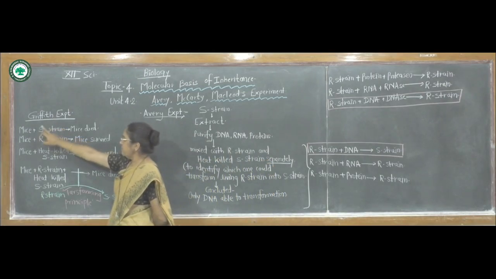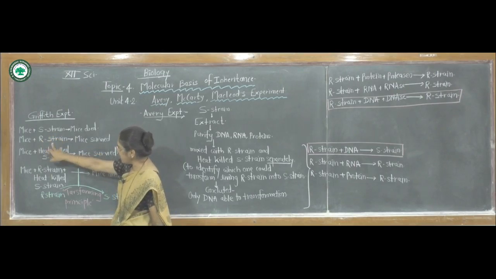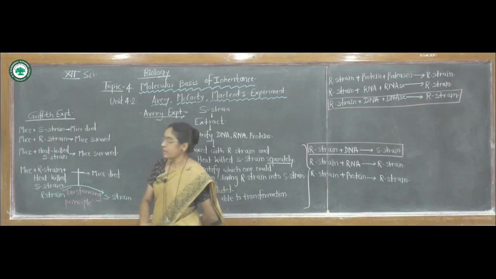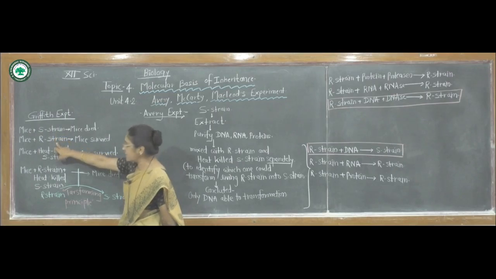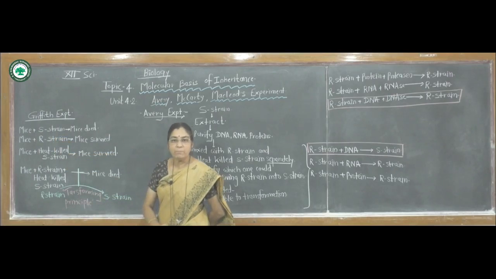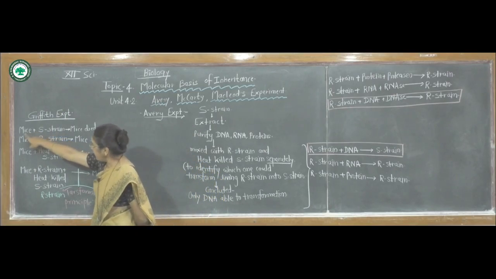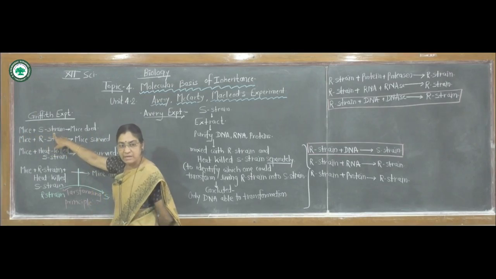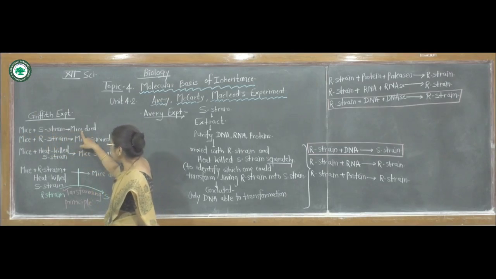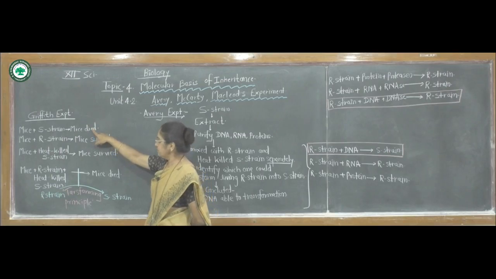Griffith performed the experiment using Streptococcus pneumoniae bacteria. There are two strains, S strain and R strain. The S strain bacteria are pathogenic, while the R strain bacteria are non-pathogenic. In the experiment on mice, Griffith injected S strain bacteria, and as a result all the mice died by causing the disease pneumonia.